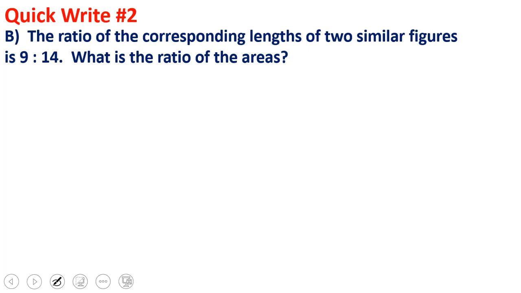Ladies and gentlemen, that ends this video. You have one quick left to do, and there's only one part to it. It says the ratio of the corresponding side lengths of two similar figures is 9 to 14. What is the ratio of the areas?